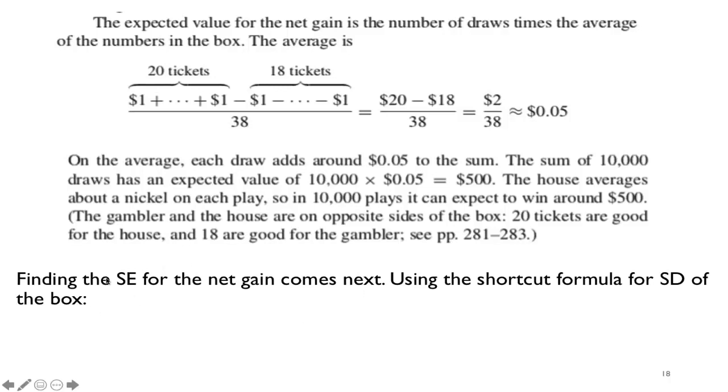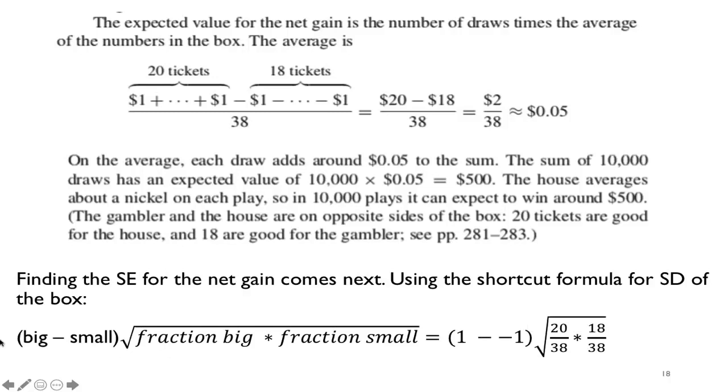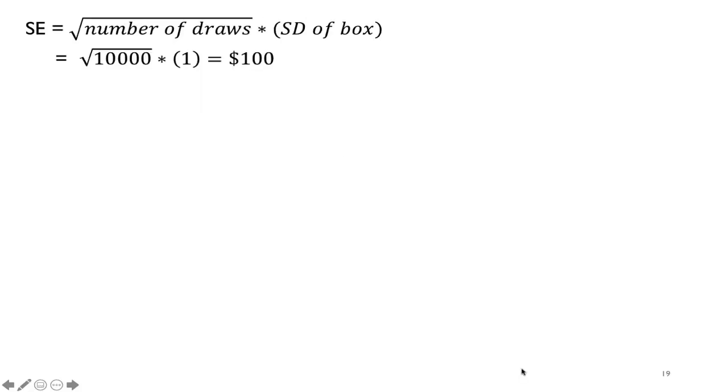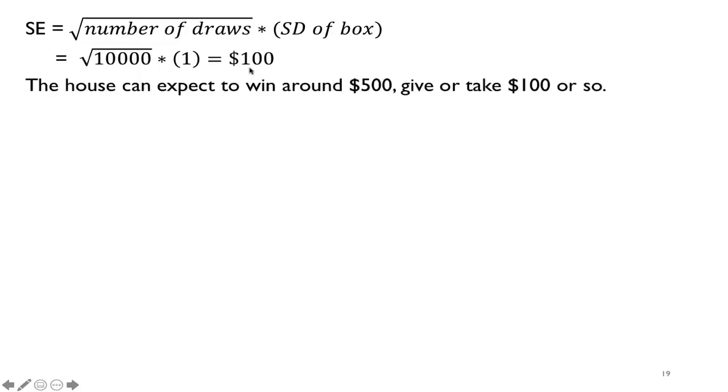Now to find the SE of the box, this is where we're going to use the shortcut formula for the SD. So the shortcut formula for the SD is big minus small times the square root of the fraction of big times the fraction of small. So the big number is $1, the small number is -$1 from the box model. So 1 minus -1 times the square root of these fractions gives us approximately 1. So the SD is 1. To find the SE, we use this formula: square root of the number of draws times the SD of the box. So we get $100. That means that the house expects to win $500, give or take $100 or so.